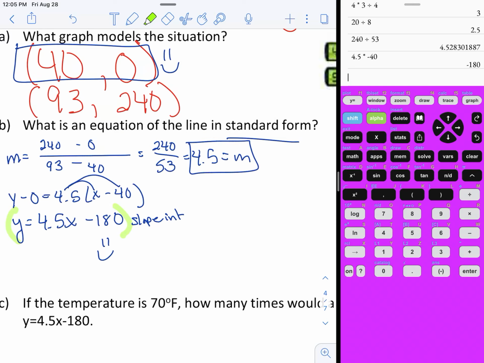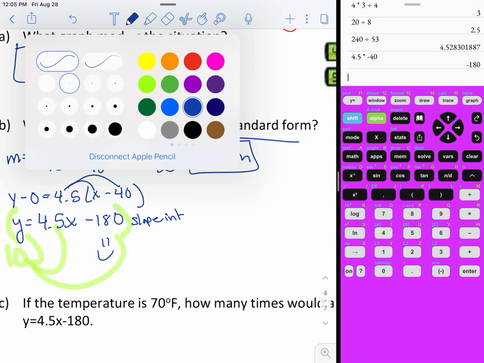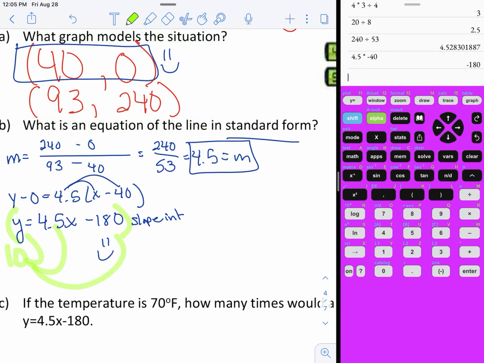All right. So we need to get rid of the decimal. If you remember, I told you to multiply everything by 10. Boink, boink, boink, multiply by 10. So after we multiply by 10, we're going to have 10y equals 45x minus 1,800. Move the 45x over, like I taught you in the previous page. That's negative 45x plus 10y equals negative 1,800.